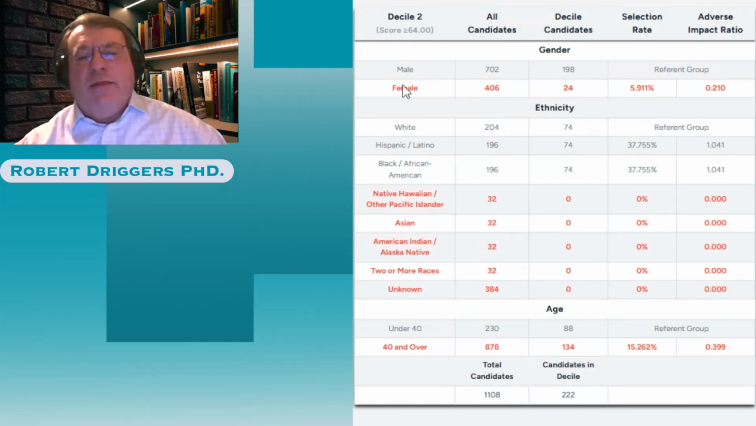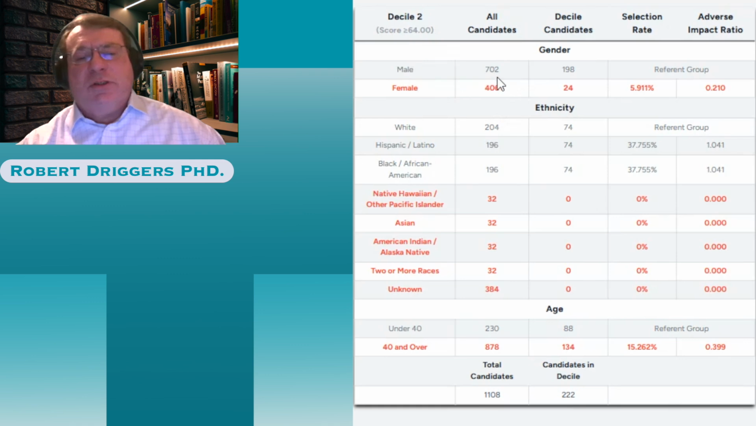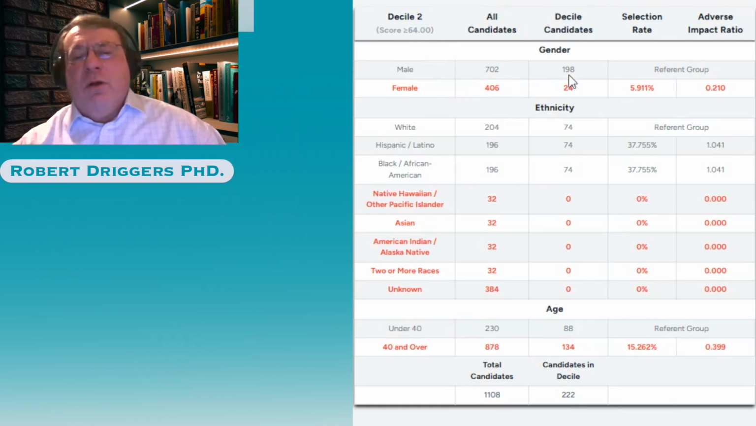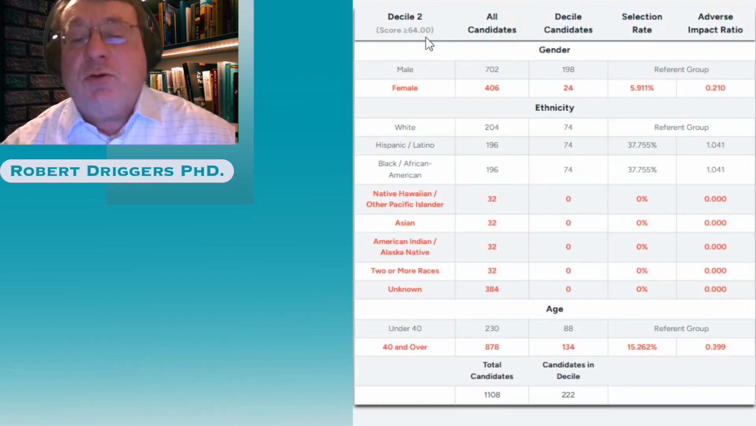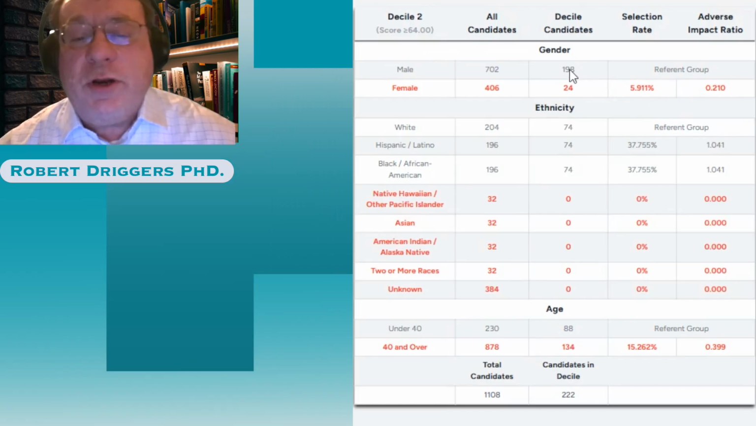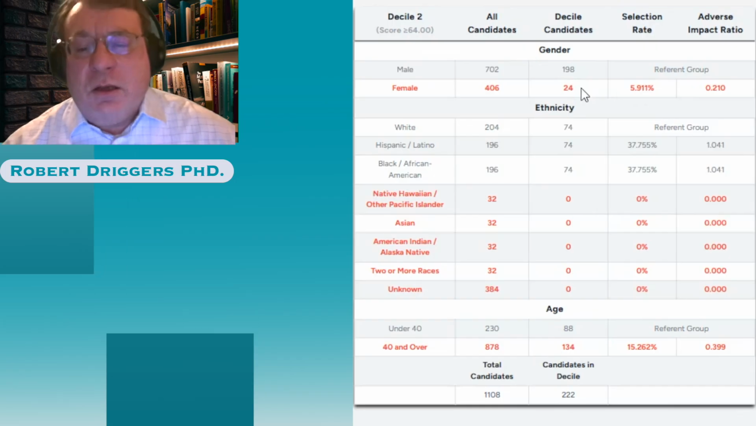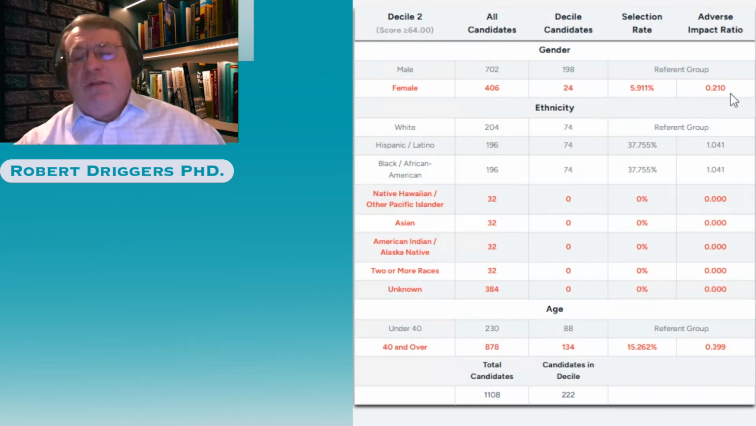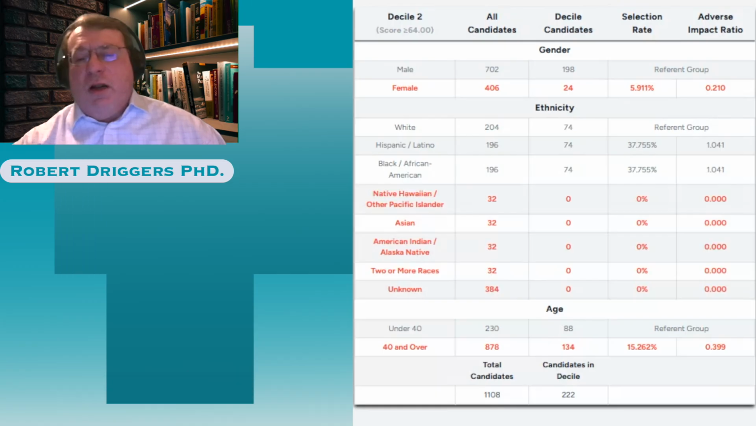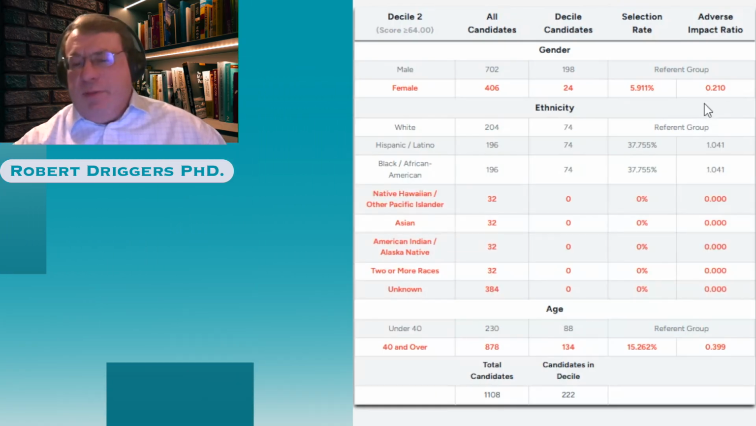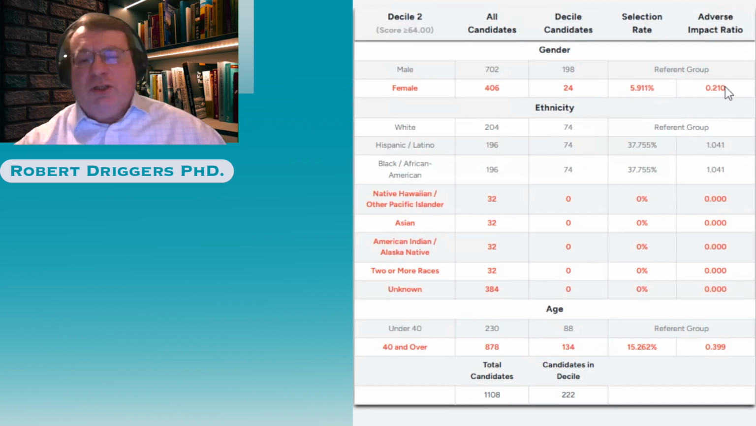So notice here that in this sense, males, the number is still 702, for females 406. But now at the cut score of greater than or equal to 64, 198 males are passing and 24 females are passing. This results in an adverse impact ratio of 0.210, which is far less than the 0.80 we expect. Therefore, adverse impact appears to be present for gender.